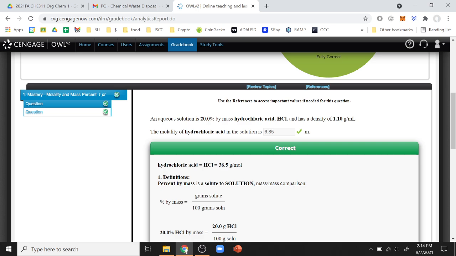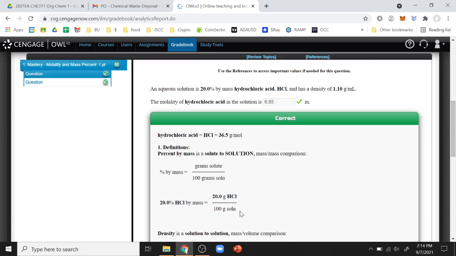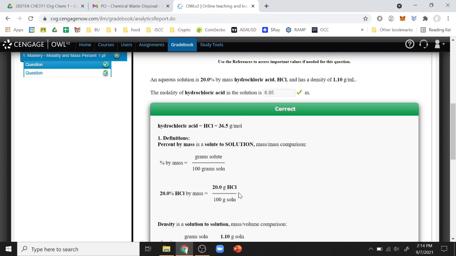And notice, by the way, that if you know both of those numbers, I have 20 grams HCl, 100 grams total, then you also know how much water you have. Remember, this is an aqueous solution. The two things in the solution are HCl and water. And so if HCl is 20 grams, total is 100, that means the amount of water is 80 grams, okay? And that's actually what is right here. I have it written down so that you can see what it looks like.